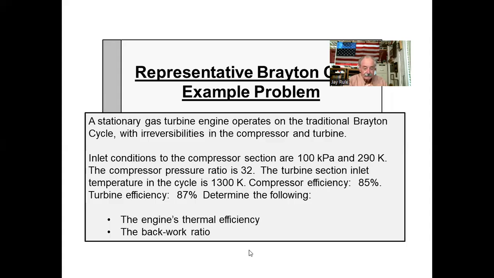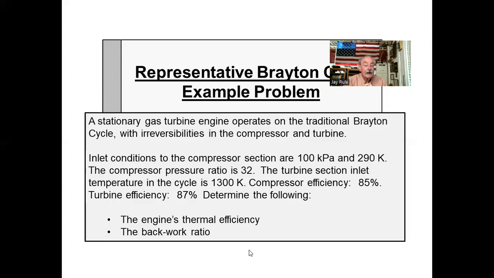That's really hot. Also given is compressor efficiency is 85% and turbine efficiency is 87%. And the traditional question is determine the engine's thermal efficiency and the back work ratio. And so you say, well, how would you do that? Well, it could be that you say, well, gosh, I need to start looking for formulas in the book.